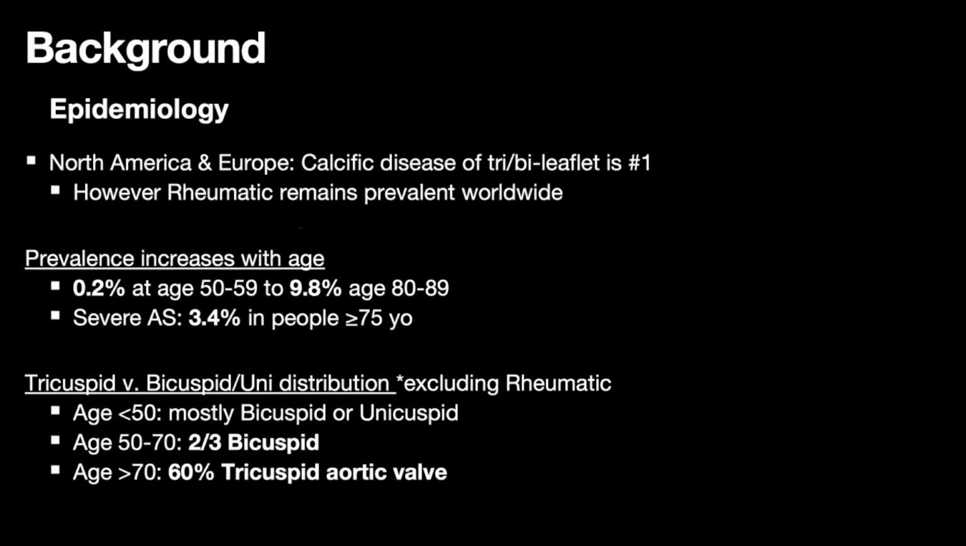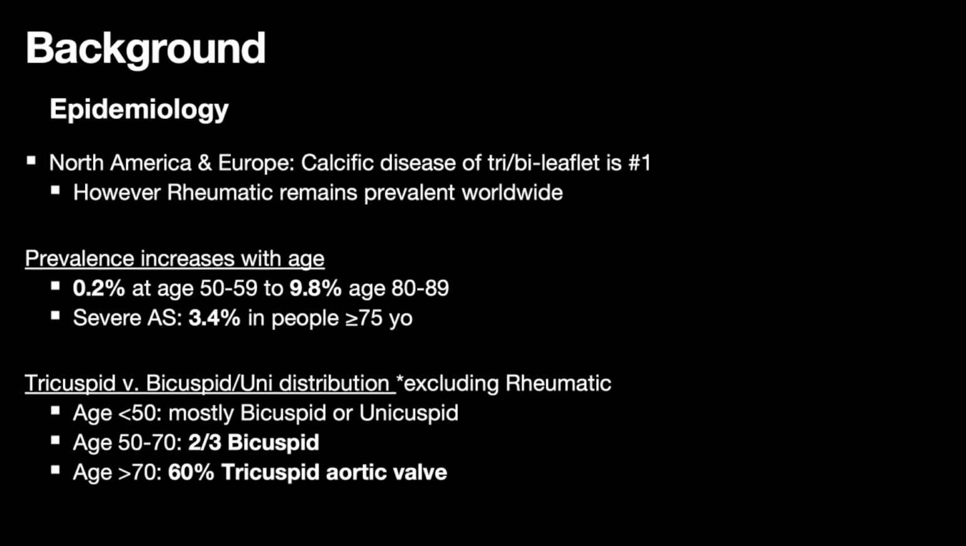A little bit of background about aortic stenosis in terms of the epidemiology. In North America and Europe, calcific disease of a trileaflet or bileaflet valve, or bicuspid valve, is the number one cause, but rheumatic aortic disease remains quite prevalent worldwide, though it's most commonly associated with rheumatic mitral disease, so harder to miss.